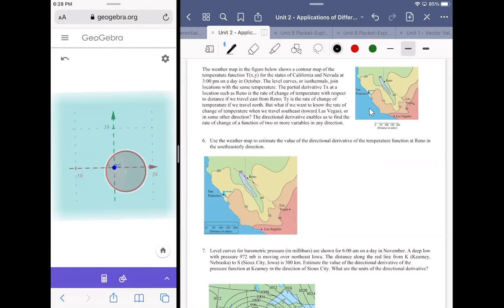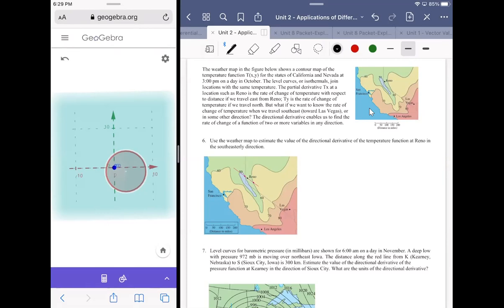T sub y is the rate of change of temperature if we travel north. But what if we want to know the rate of change of temperature when we travel southeast towards Las Vegas, or in some other direction? The directional derivative enables us to find the rate of change of a function of two or more variables in any direction. All right, so the directional derivative associated with a contour map. Pretty interesting stuff.